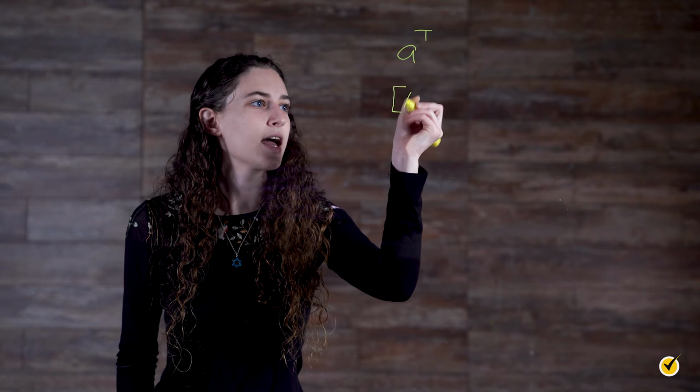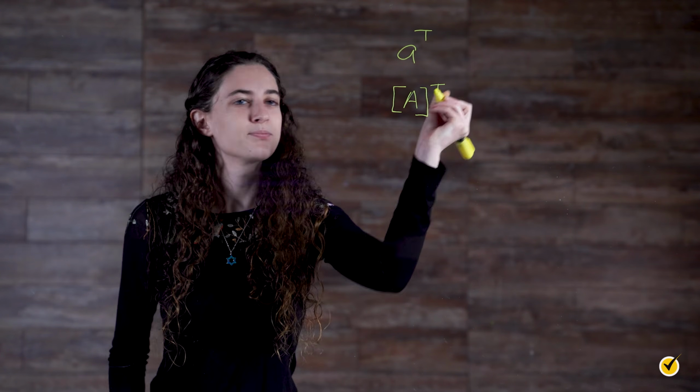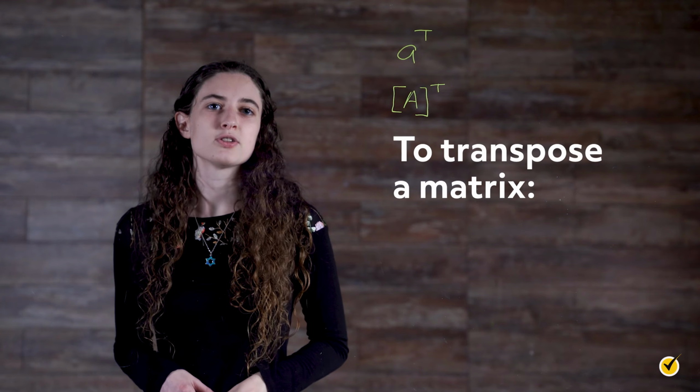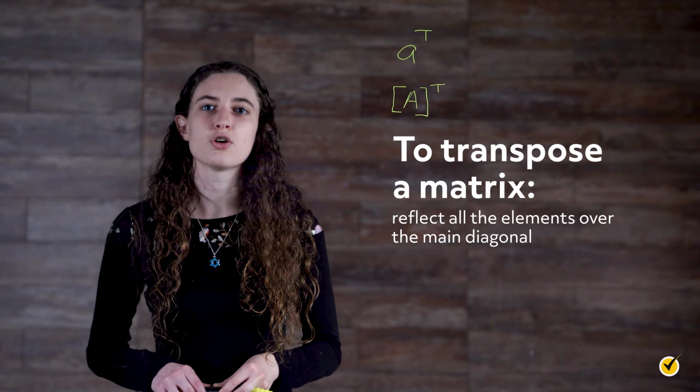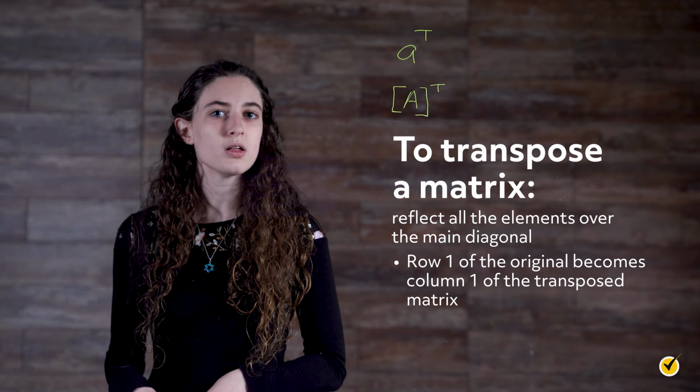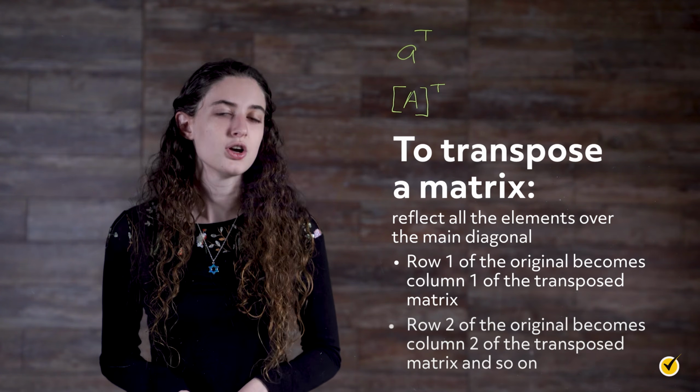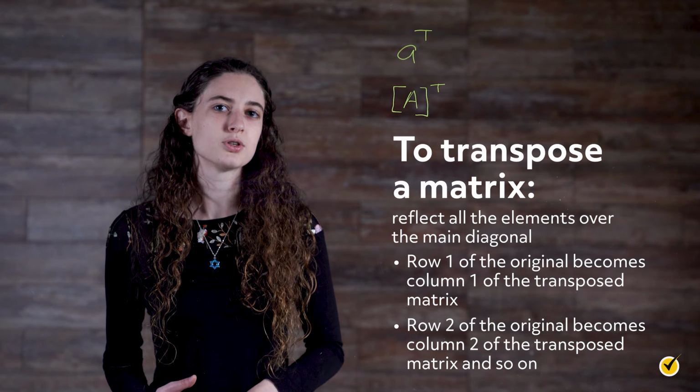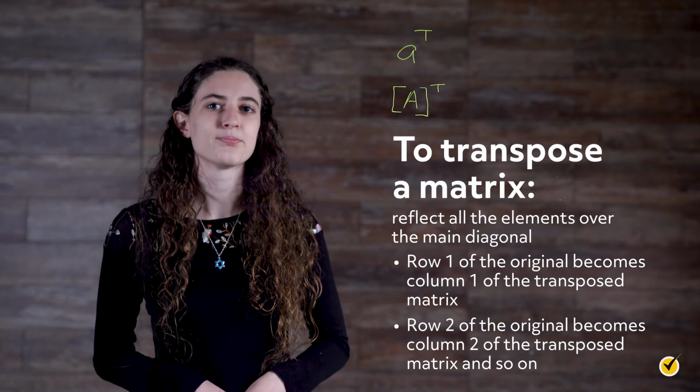One way matrices can be manipulated is to transpose them. The transpose of a matrix is denoted by A to T. So the transpose of matrix A is matrix A to the T. To transpose a matrix, reflect all the elements over the main diagonal. In other words, row 1 of the original becomes column 1 of the transposed matrix. Row 2 of the original becomes column 2 of the transposed matrix, and so on. You will transpose most often with square matrices.